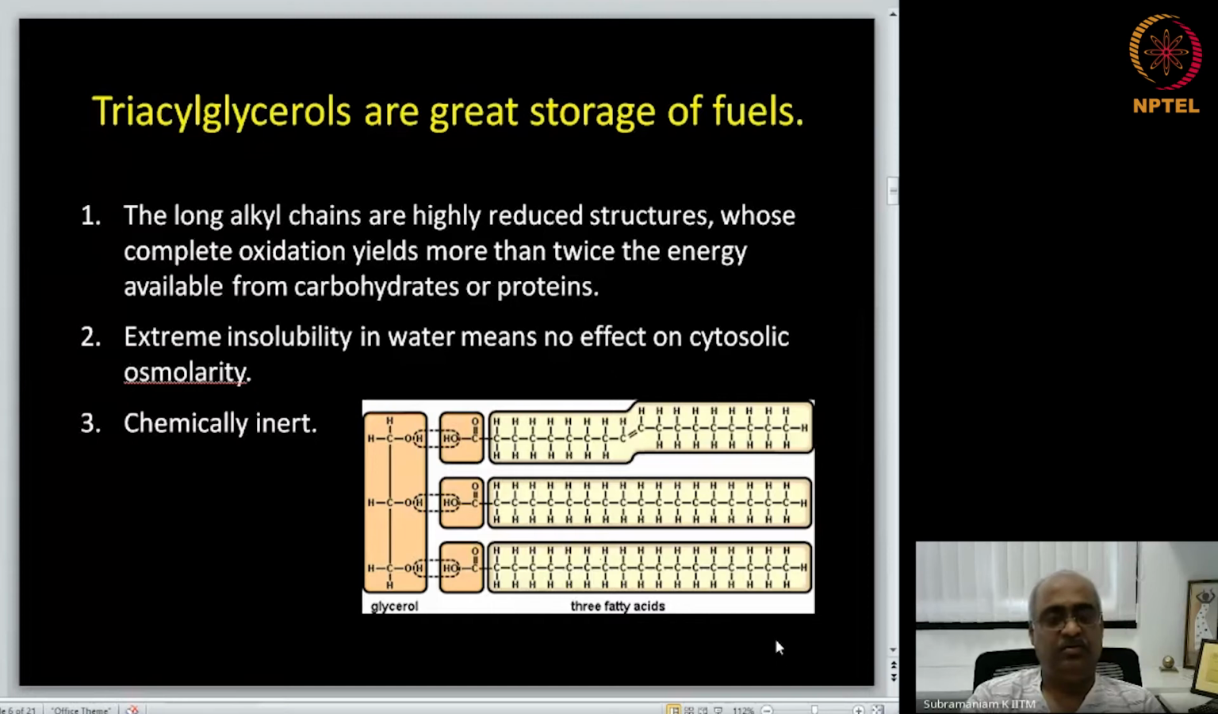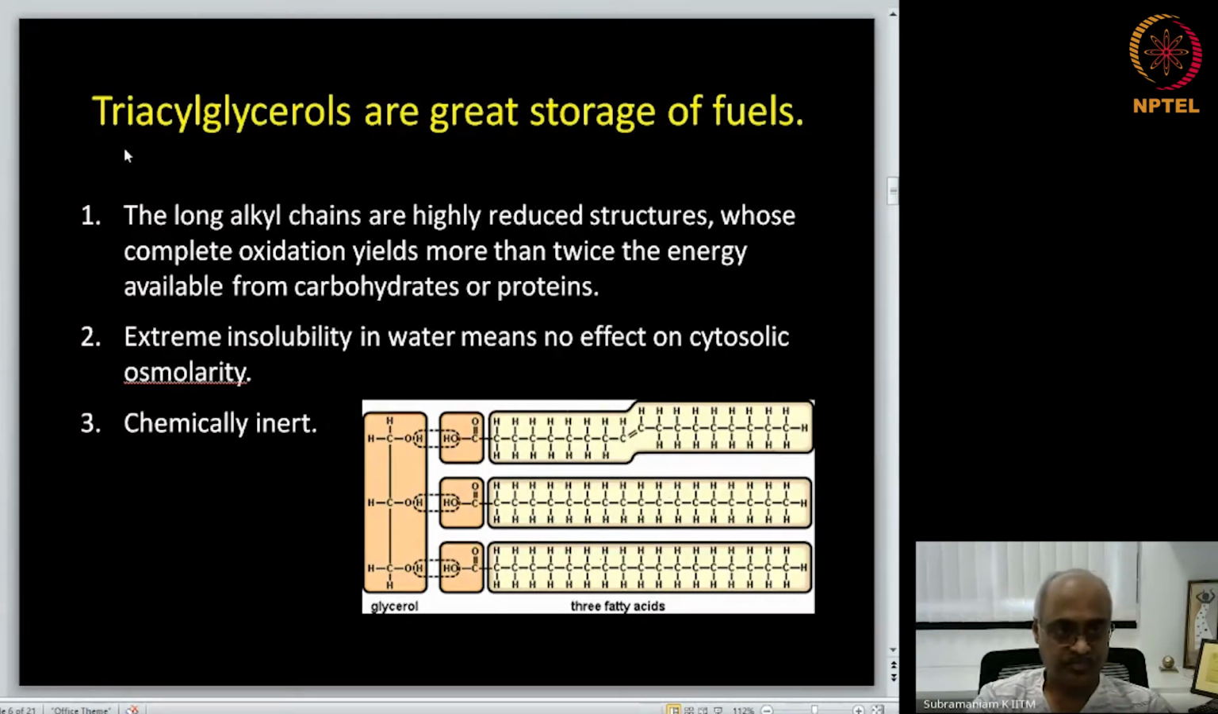So the primary storage form is triacylglycerol. Like for example, when you eat butter, it is called triacylglycerol. It looks like what is drawn here. And this structure is familiar to you. We have learned at the very beginning itself when we are learning about the molecules of life.